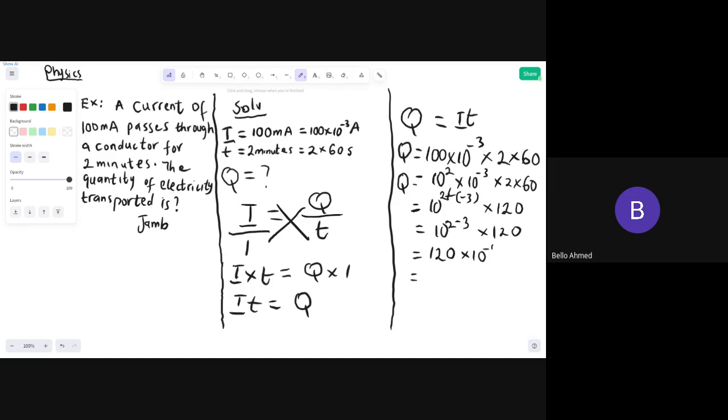So that is going to be 120 times 1 over 10. Because in indices, minus as a power means 1 over, then 10 raised to the power 1 is still 10. Please, I don't want to elongate this again. So this 10, this 0, we cancel this 0 with the 0 in 120. So my Q at the end of the day will equal 12 times 1, which is equal to 12 coulomb. Please, I said quantity of charge is measured in coulomb. Thank you.